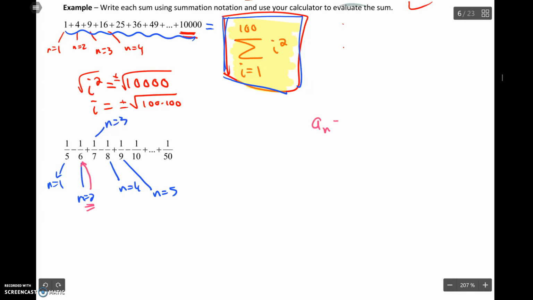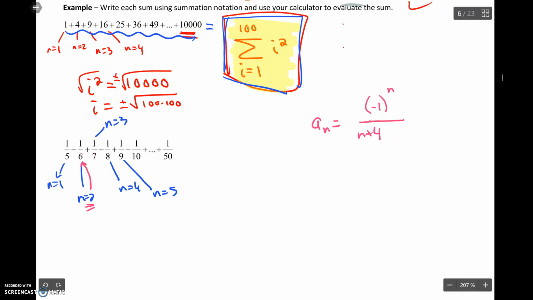So my a sub n, if this was a sequence, looks like I just take 1 over, and then on the bottom, it looks like I'm just taking my n and adding 4. 2 plus 4 is 6. 3 plus 4 is 7. 4 plus 4 is 8. But I got to get these alternating signs. And if you remember from earlier on in the chapter, to get the alternating signs, you multiply by negative 1 to the n power. Or n plus 1.